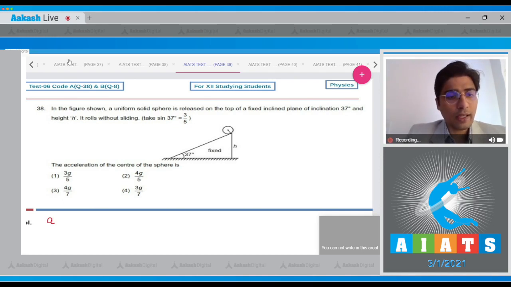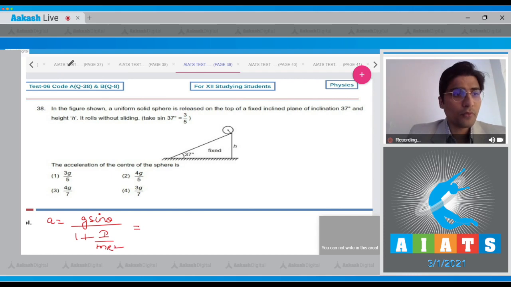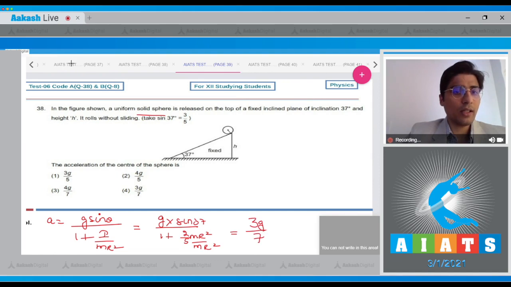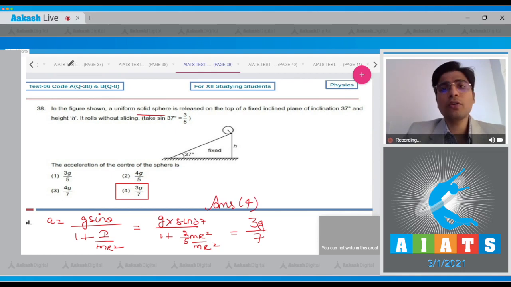The students, the acceleration has a standard formula that is equal to g sine theta divided by 1 plus I by mr square. So this will be equal to g into sine 37 over 1 plus I, because it is a solid sphere, I is equal to 2 by 5 mr square, divided by mr square. On solving this, we get a value equal to 3g by 7, and hence for this question the correct answer should be option number 4.